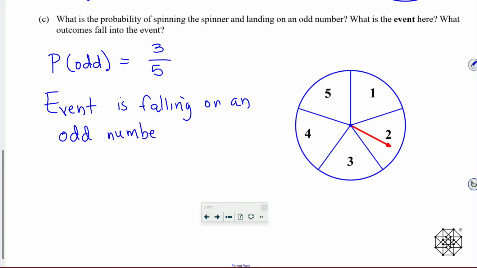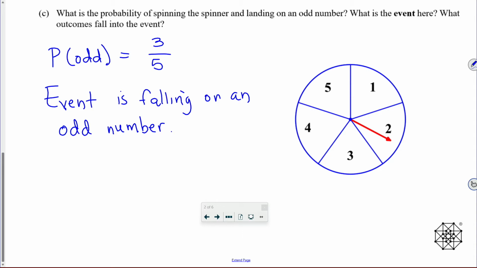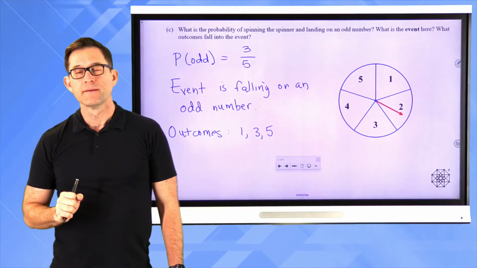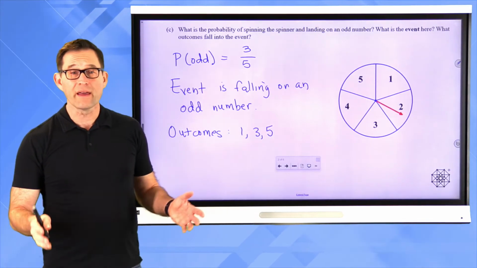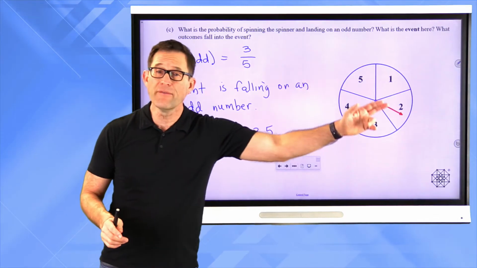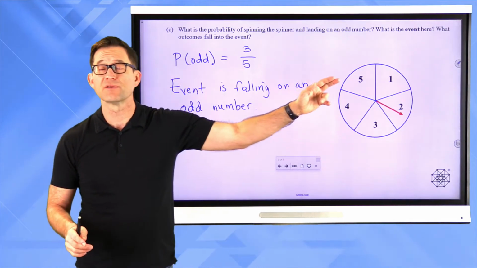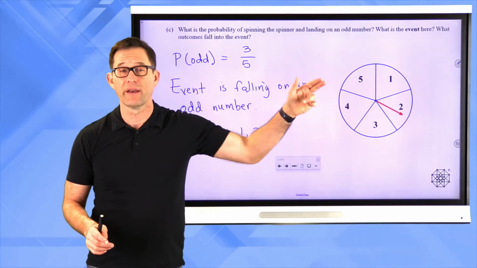Right? That is the event. Okay? And what outcomes fall in the event? The outcomes that fall in the event are obviously 1, 3, and 5. And they're all equally likely outcomes. All 5 of them are equally likely outcomes because this is evenly divided up.